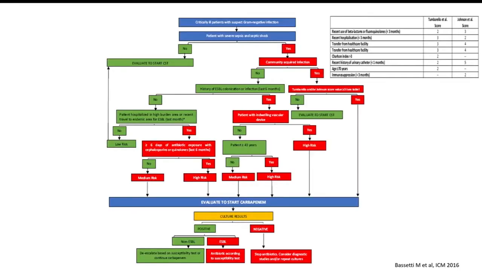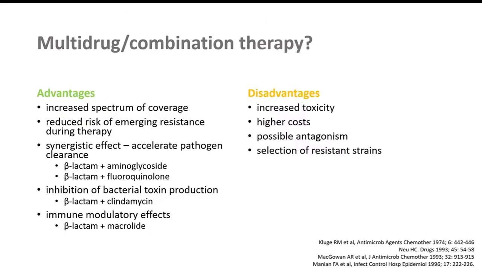And in critically ill patients, this tree was incorporated into this quite complicated algorithm. But again, the same risk factors were stressed here. So having a patient with severe sepsis and septic shock, with community-acquired infection, there are some calculations we should do to see whether he is at high risk. On the other hand, if it is not community-acquired infection, the patient has an indwelling vascular device, the risk is high, and the same goes for patients who received cephalosporins and quinolones lately. But as I said previously, quite complicated for everyday use in the ED. Okay, we will talk about multi-drug or combination therapy for a while.